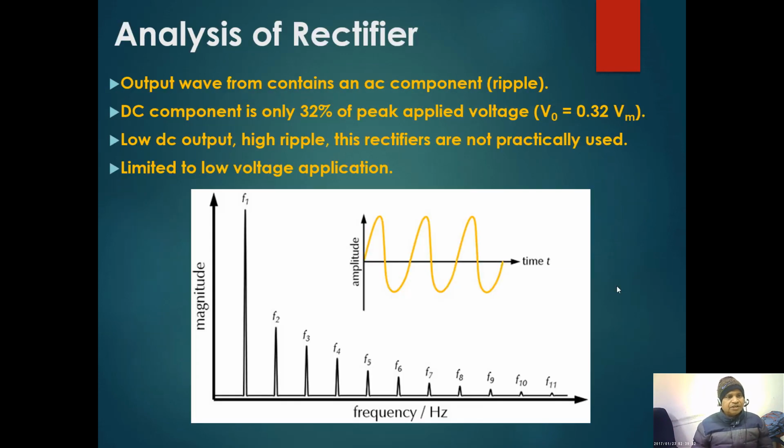So from the analysis, the output wave contains an AC component, the ripple, and the DC component is only 32% in this single phase half wave rectifier. With the peak voltage applied, there is low DC output voltage and high ripple, so we do not use this rectifier practically. It is limited to low voltage applications only.